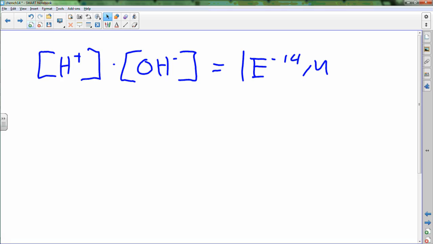If you multiply the concentration of H plus ions times the concentration of OH minus ions, you will always get 1 times 10 to the negative 14. Remember, in pure water, we said these two concentrations have to be the same, and they were both 1e to the negative 7.